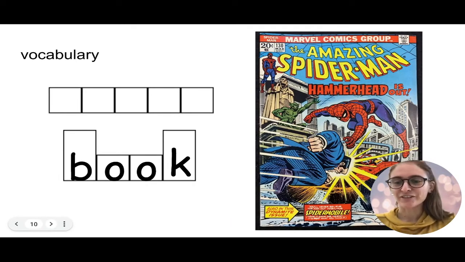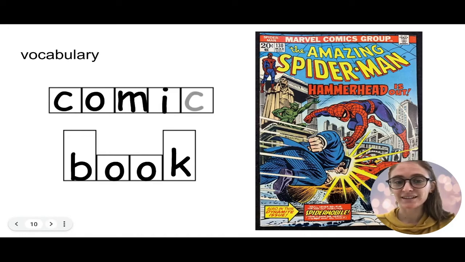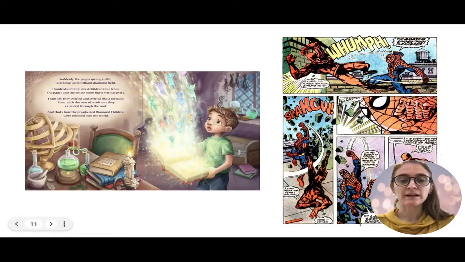All right. So this is a book, but it's a special kind of book. What kind of book is it? Is it just a normal storybook? Yes, but also a comic book. So we have a comic book. Now, if you just look at these two pictures, the one close to me here is a comic book, and the other one on the left is just a storybook.